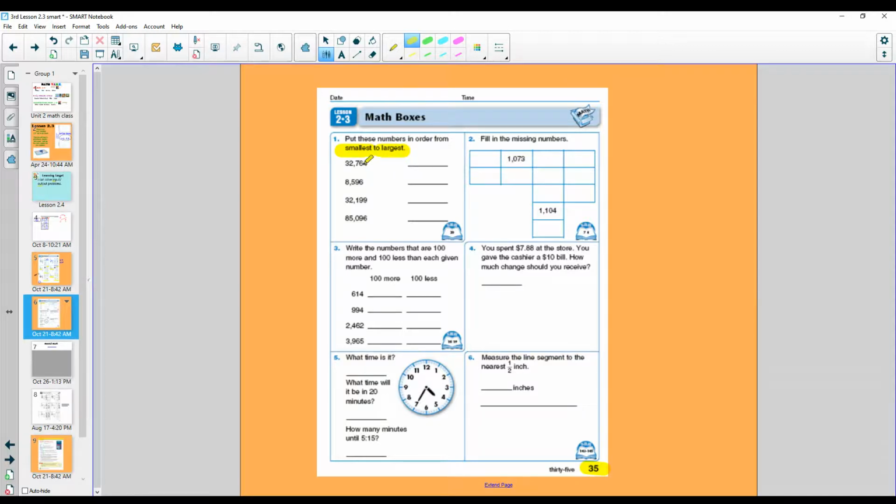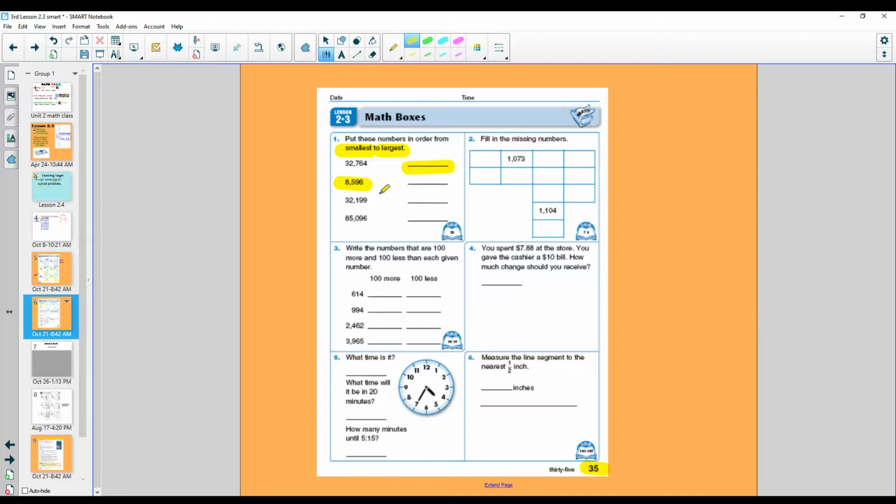Notice all these numbers are in the hundreds, thousands, 10,000s. This number is 5 digits. If I look at this number, 1, 2, 3, 4 digits. 1, 2, 3, 4, 5 digits and 5 digits. Automatically, I know that this number has less digits, which makes it a smaller number. That number is going to get written on this line. This is the smallest number.